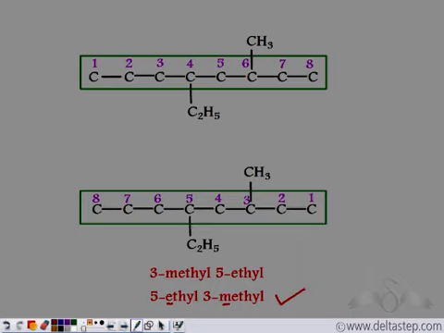Now, even though methyl is getting a lower number, while arranging the substituents, we always put the substituent which has the first letter coming alphabetically before the second substituent. So in this case, E comes before M. So we arrange ethyl before methyl.